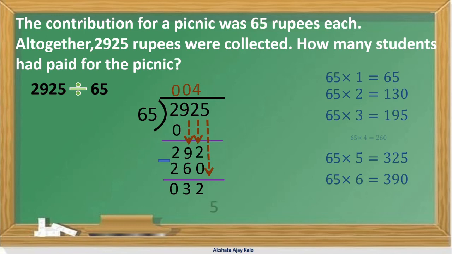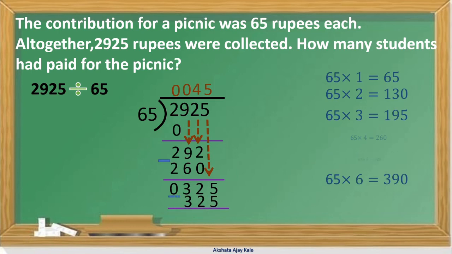We will take this 5 down. Now we got 325. Isn't it? So we will move to the table. Here you can see 65 5s are 325. Right? So 65 5s are 325. We will write here.